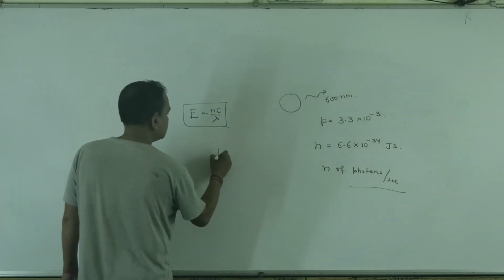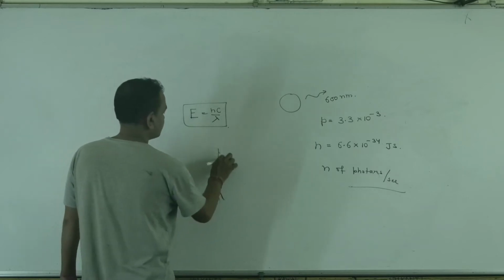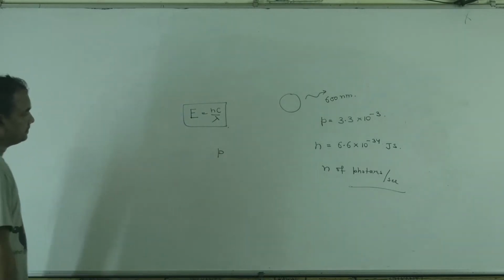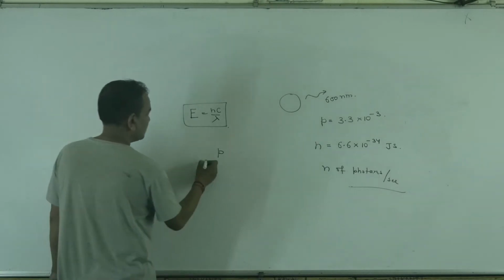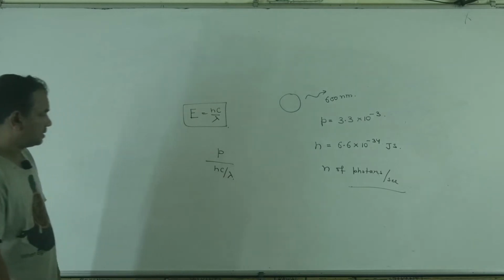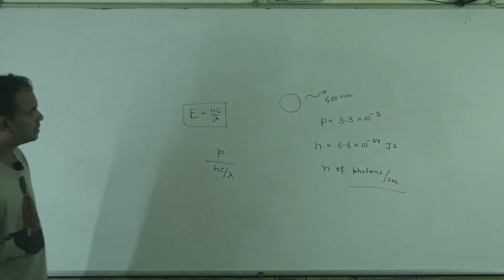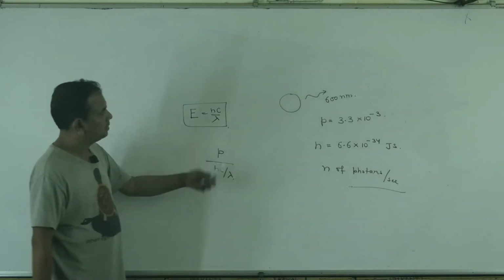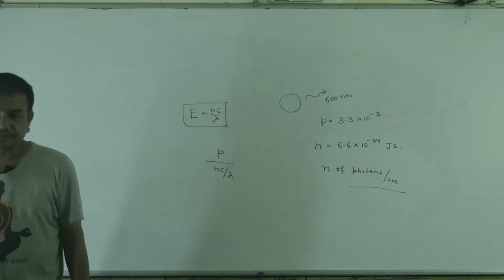Power is nothing but energy radiated per unit time. P by hc by lambda is nothing but the number of photons emitted per unit time. Just put the values of P, lambda and h here to get the number of photons per second.